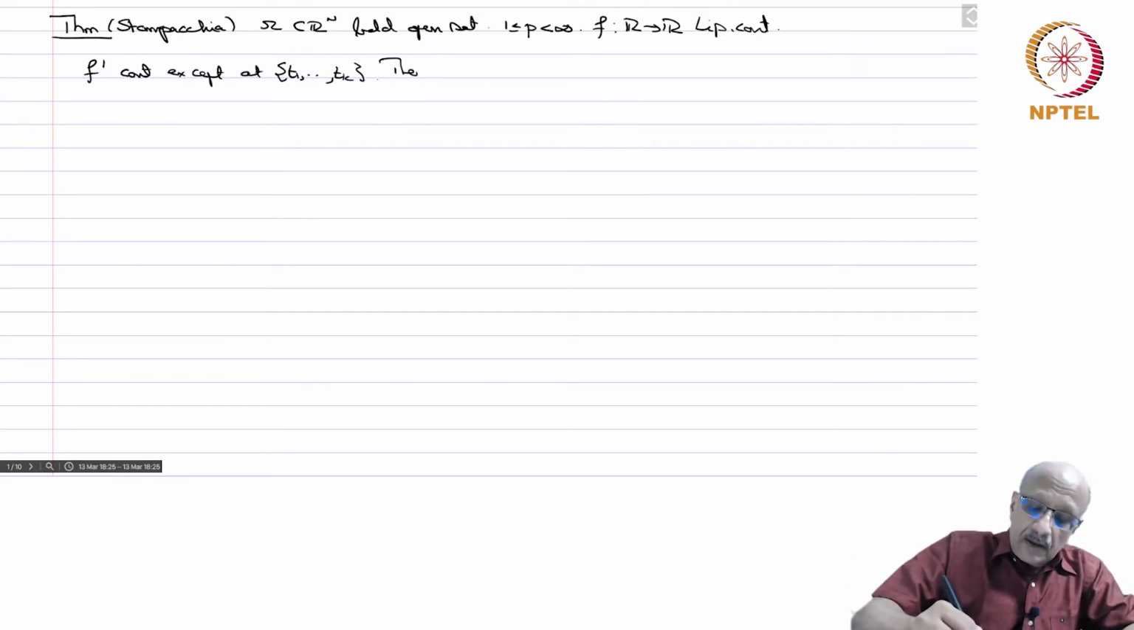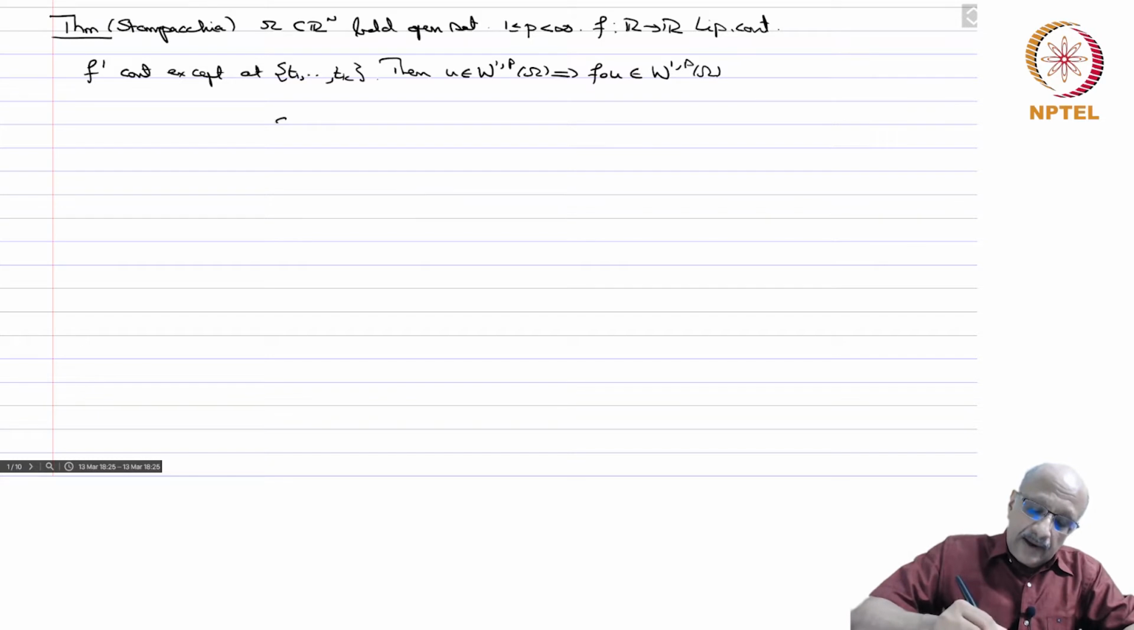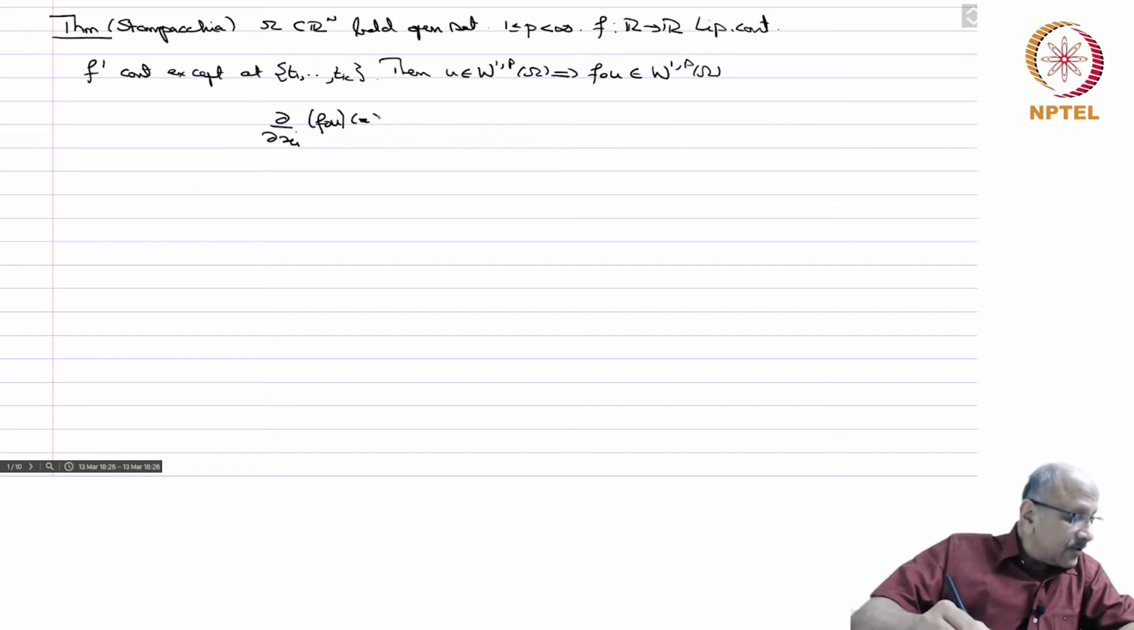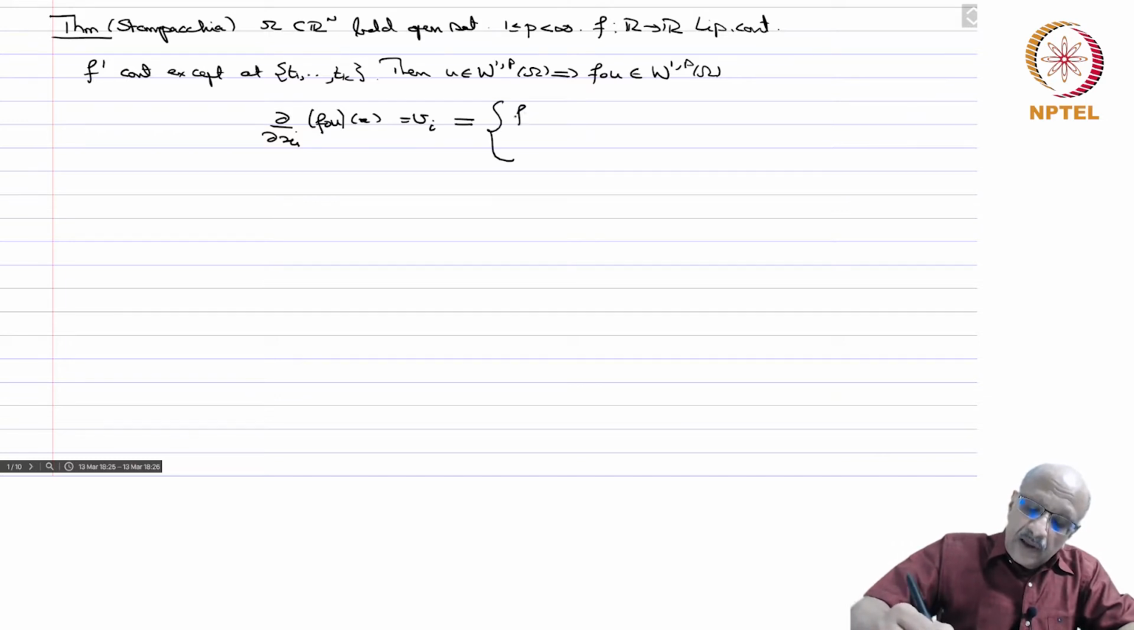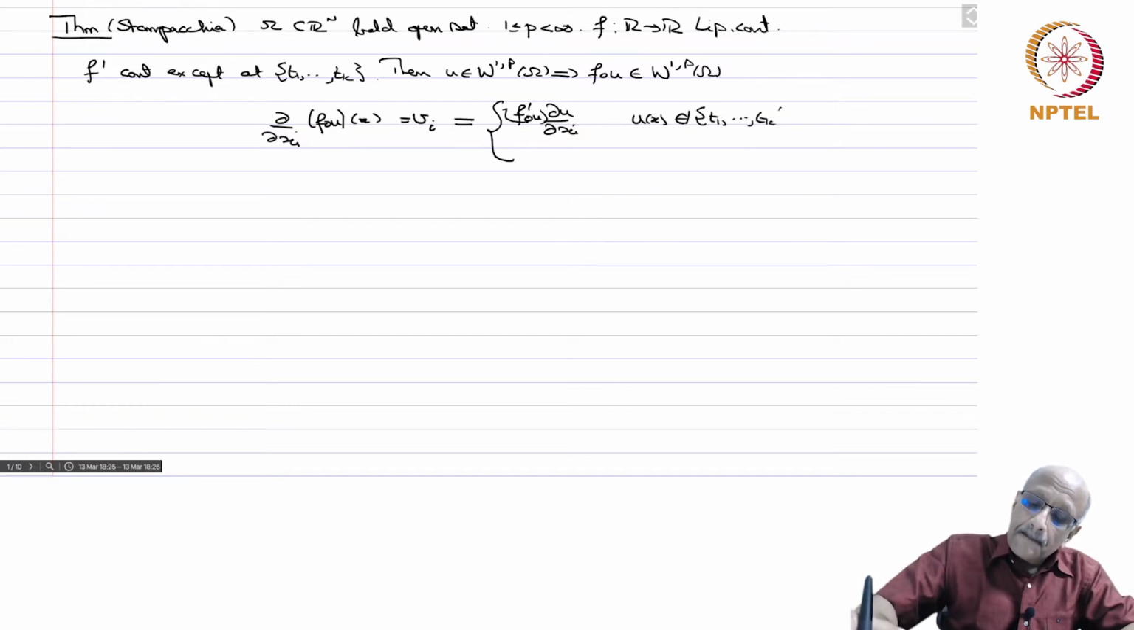Then u in W^{1,p}(Omega) implies f composed with u belongs to W^{1,p}(Omega), and d/dx_i of f composed with u at any x is equal to v_i, which is by definition equal to f' composed with u times du/dx_i if u(x) does not belong to the forbidden set t1 to tk, and 0 if u(x) belongs to t1 to tk.